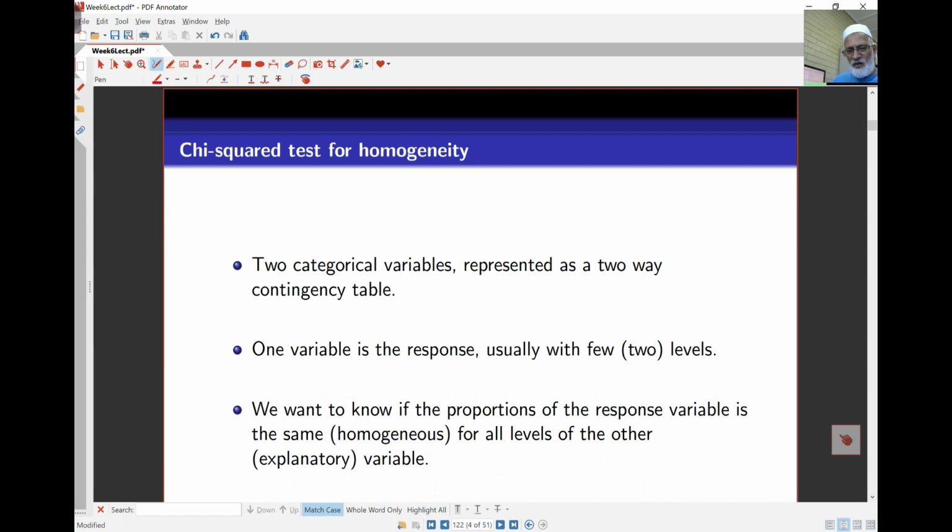In the two-way tables with two categorical variables, which we can present as a contingency table, one variable can be thought of as a response, and the other one can be thought of as levels of some kind of treatment. And so what we're after here is to know if the proportions of the response variable is the same for all levels of the other variable.